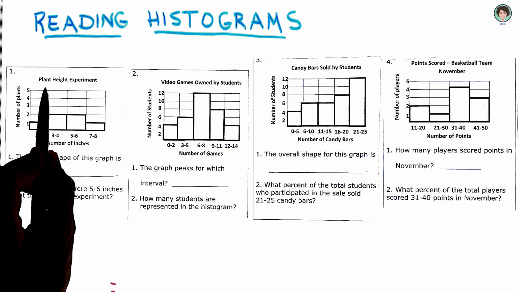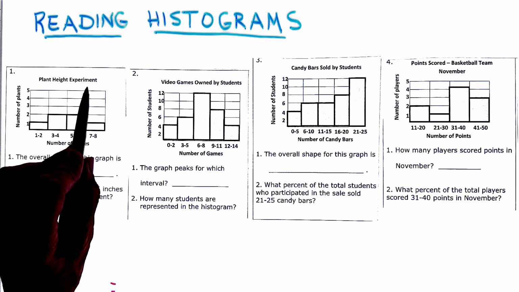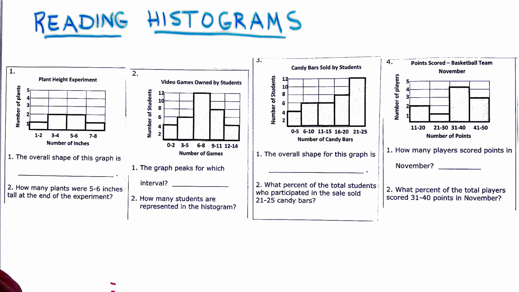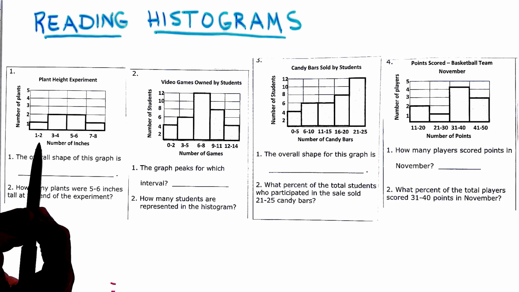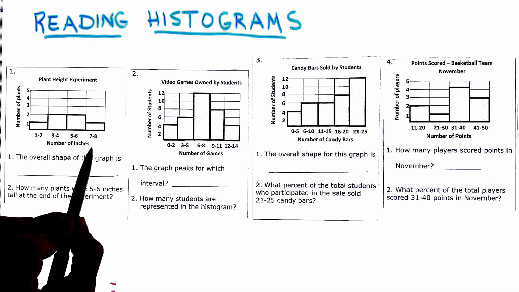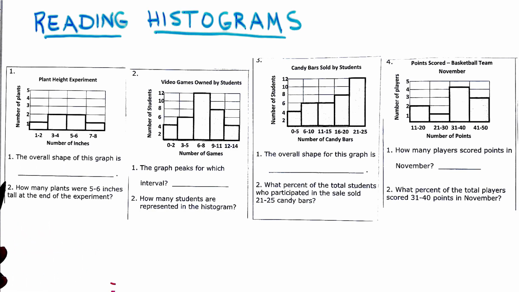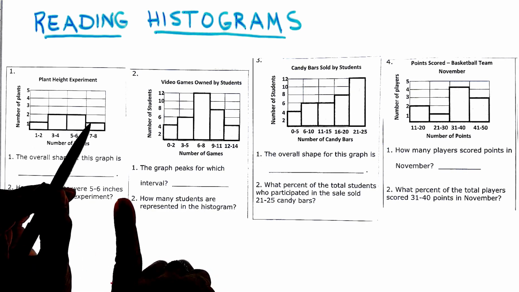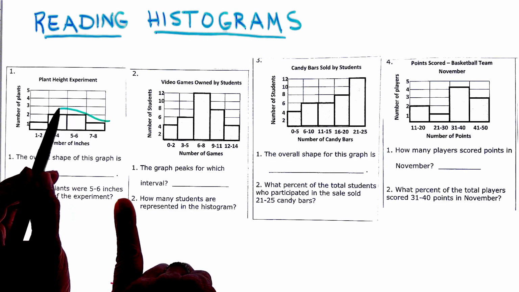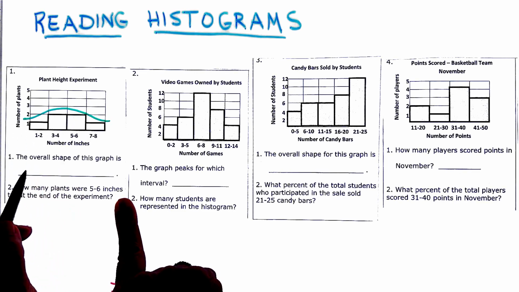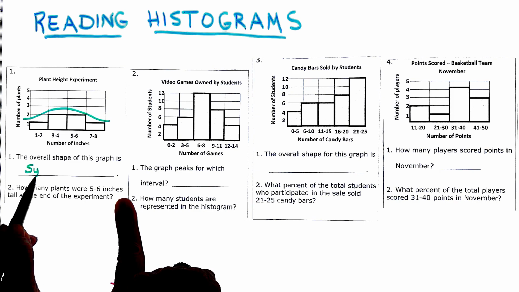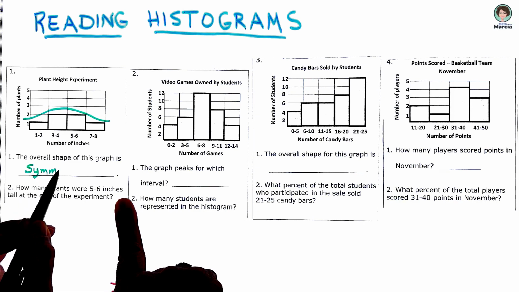This represents the plant height experiment. So we have an experiment, and we have a number of plants. Notice the intervals go up by ones. We have the intervals for the number of inches of growth, counting by twos. The first question wants to know the overall shape of this graph. They're talking about the shape of the distribution, and we know that it is symmetric.